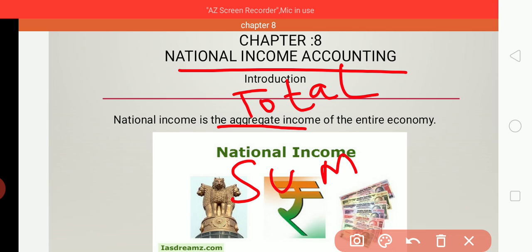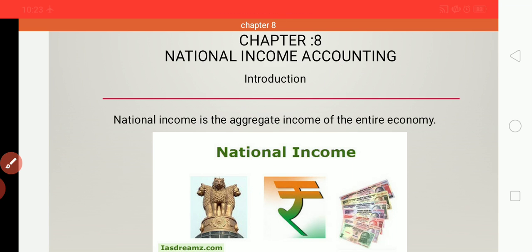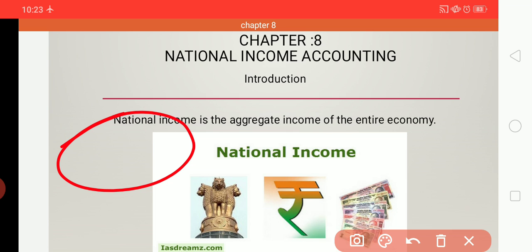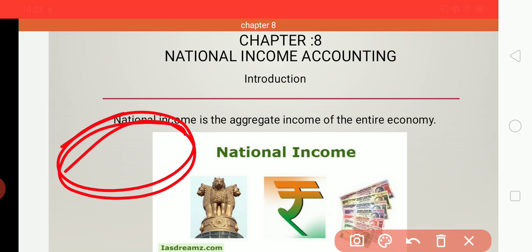And in this chapter, what are the things we are going to discuss? Let us see how this aggregate income, that is national income, is going through the sectors of the economy in a circular way. Circular means this is a circle. The national income is going through different sectors in a circular way. We are going to study about that. And also in the same section, it will continue.